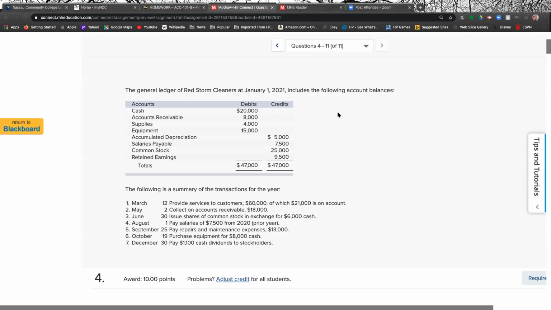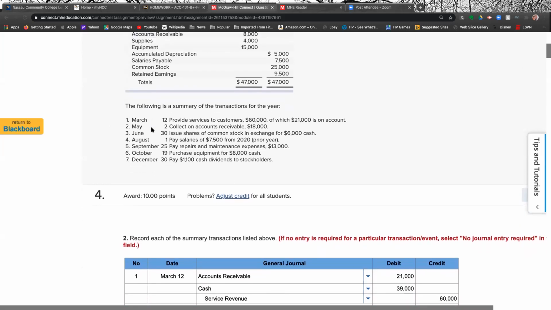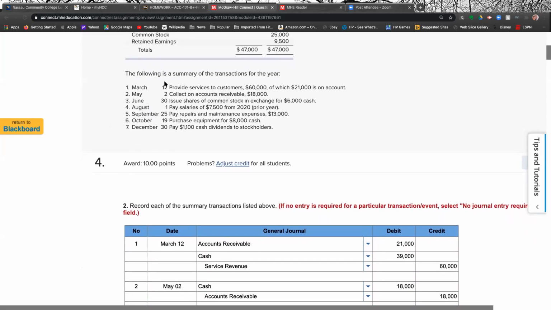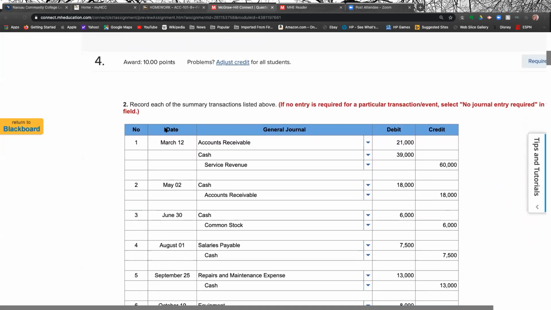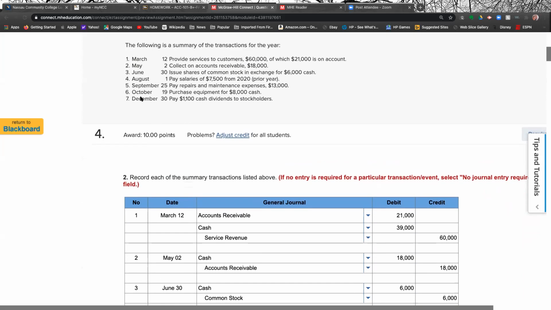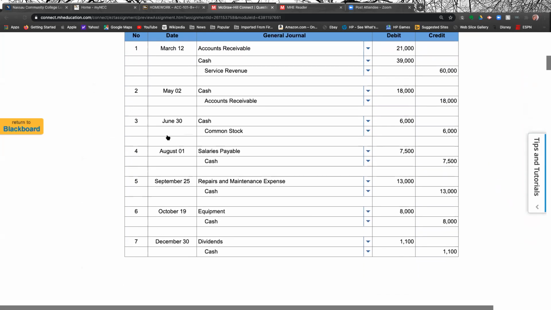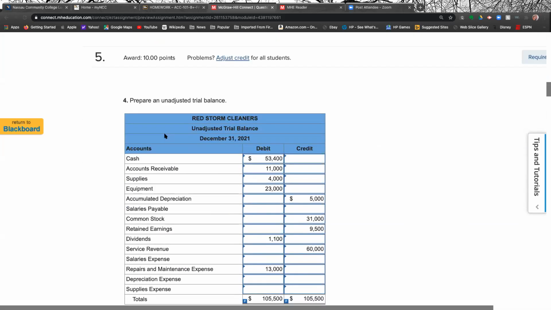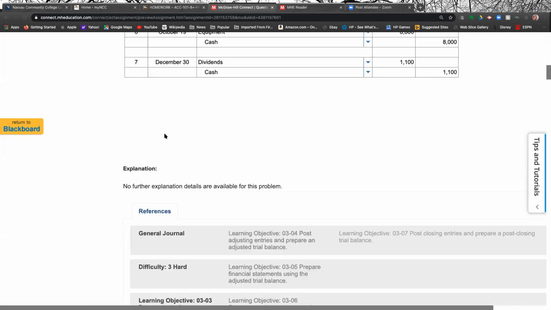Now, this problem has everything in it from when we started. This problem is like a review of everything that we've learned. So they give you balances to put in the accounts on January 1st. Then they show you transactions that occurred during 2021. Record those transactions. Take these transactions here and put them in general journal form. Put the numbers in the accounts.